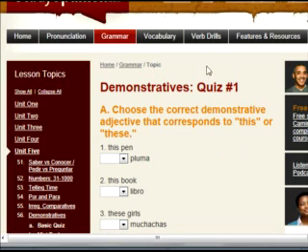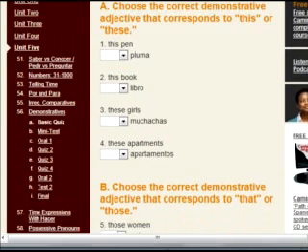Okay, and that seems to line up pretty well, so I'm not going to do any adjusting, and I will ask you, make sure that you pause the video so that you can get the right answers. This pen, esta pluma, singular, feminine. This book, este libro. These girls, estas muchachas.